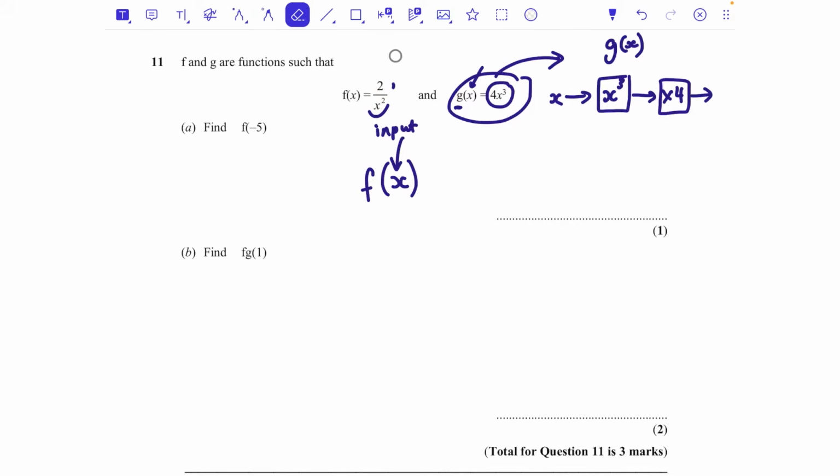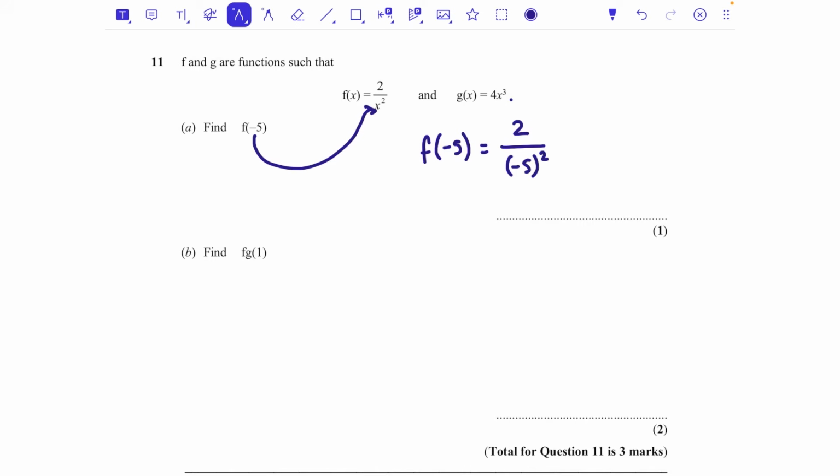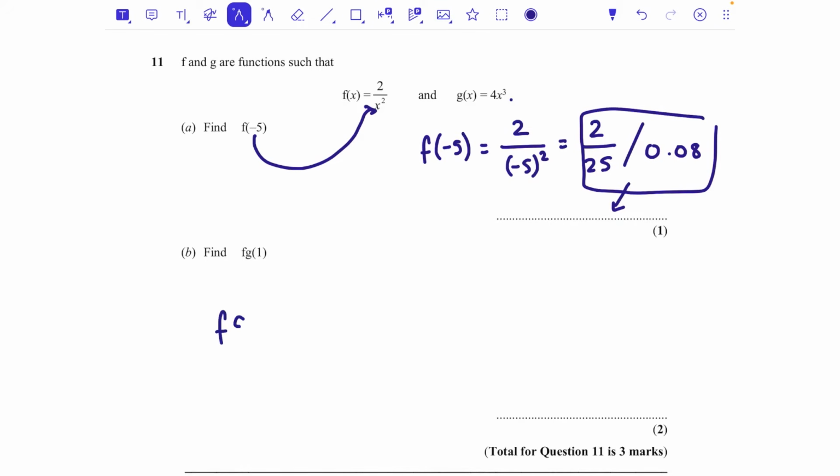So if we're asked for f of minus 5, it just means put minus 5 into the function that is f. So we're going to take minus 5 and pop it here where the x is. So instead of f of x, we're doing f of minus 5. And that means we're doing 2 over minus 5 squared, which is 2 over 25. Can't simplify that. You could write it as a decimal if you wanted to, but they've not told us how to write it. So either 2 over 25 or 0.08, either of those answers would be absolutely fine on the answer line. And then we have f of g of 1.